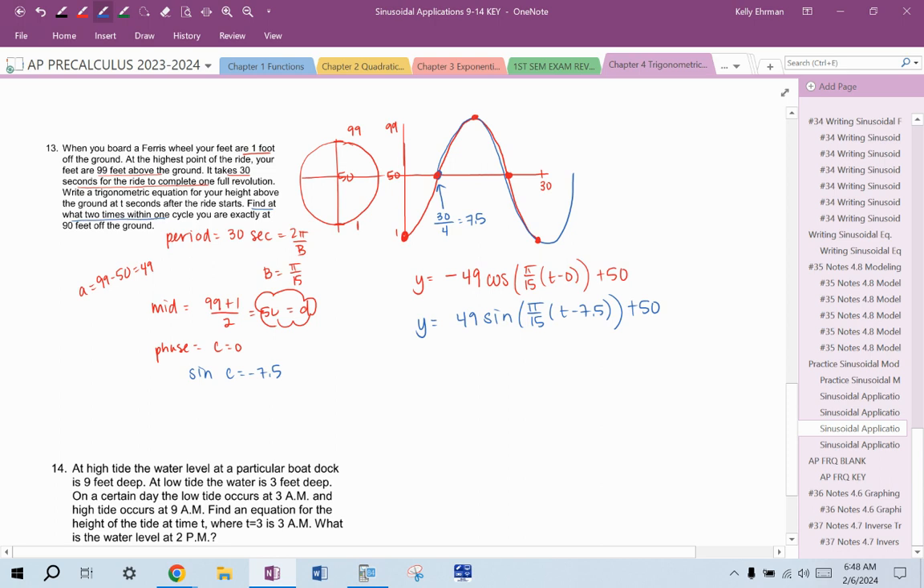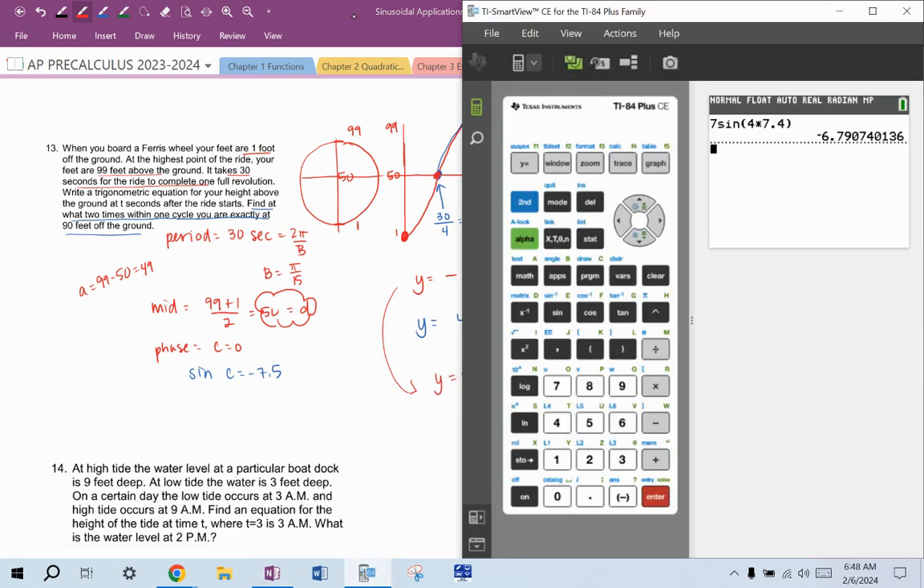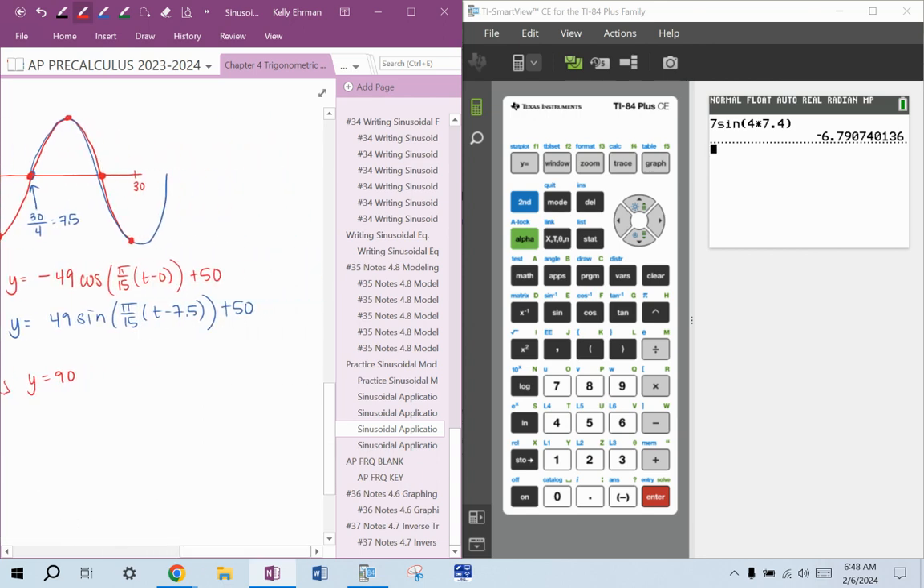Find at what 2 times within 1 cycle you're exactly 90 feet off the ground. So let's use our cosine equation. When is y equal to 90? So putting this cosine equation into the calculator, I get negative 49 cosine pi over 15, let's just put in an x there, and then plus 50. Now you don't need the parentheses around that because of order of operations, the calculator will do pi divided by 15, and then it will multiply that answer by x.